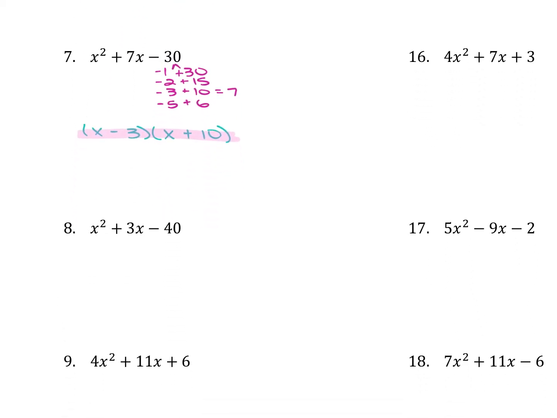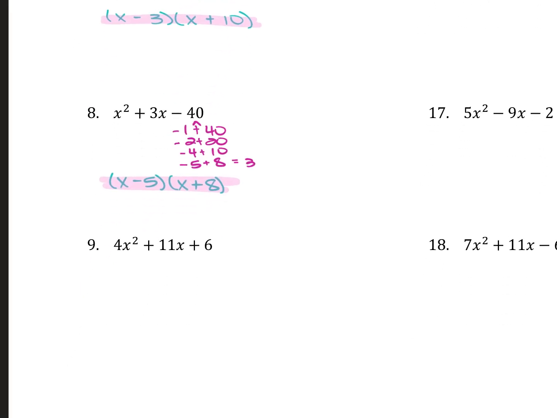For number 8, you have x squared plus 3x minus 40. Your factors of negative 40, or just 40, are 1 and 40, 2 and 20, 4 and 10, 5 and 8. You're looking for a positive 3. So the bigger number out of your two factors is going to be positive, and the smaller is going to be negative. That negative 5 plus 8 is 3. So this factors out to be x minus 5 times x plus 8.